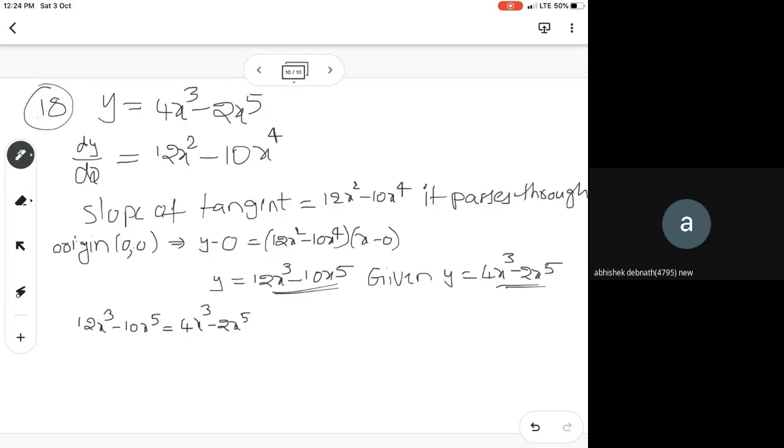Okay. So on simplification, if you take this one to this side, you are going to get 8x to the power of 5, and this one also to this side, you are going to get minus 8x cube is equal to 0. So from this, you take minus 8x cube common, then you are going to get x square minus 1 is equal to 0. So from this, you can write x is equal to 0 or x square minus 1 equal to 0. So that is nothing but x is equal to plus or minus 1.